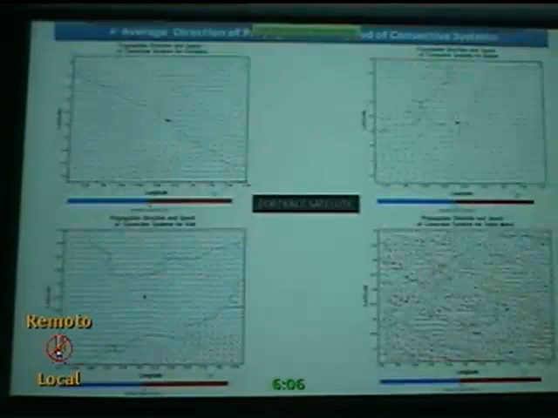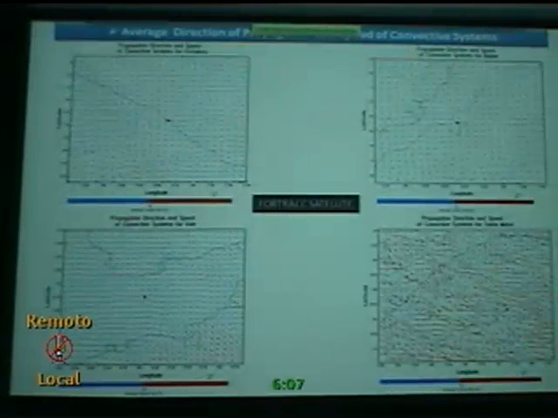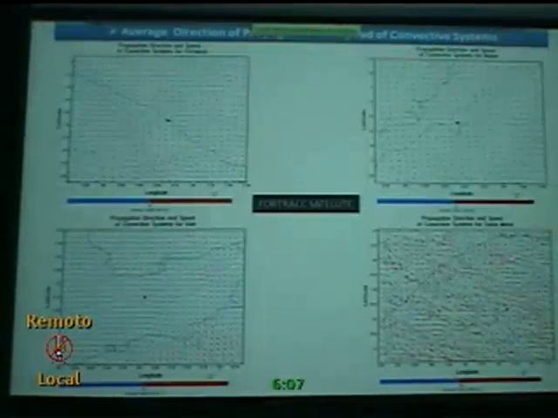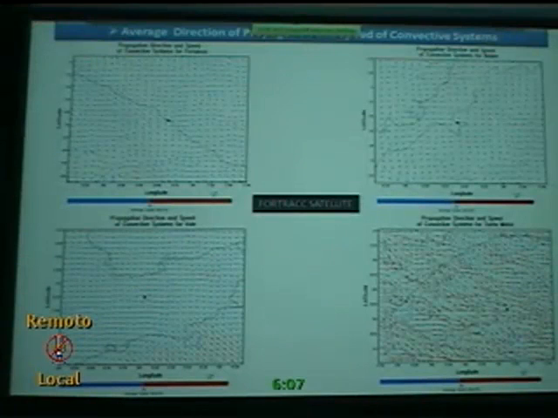This is the propagation. So it's interesting to compare with the one that was discussed yesterday. So a direction of propagation, also the speed, and a propagation speed larger than 10 meters per second is red. So the first thing you can see, this is Fortaleza, Belém, Vale do Paraíba and Santa Maria, that in Santa Maria the systems propagate much faster than the other regions.